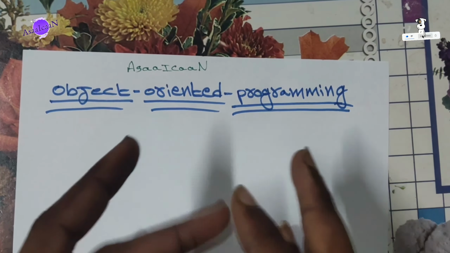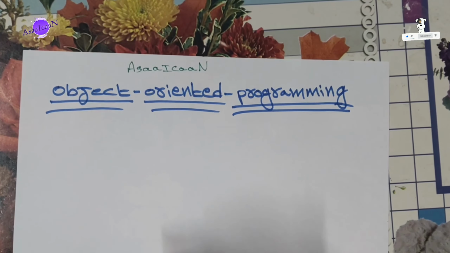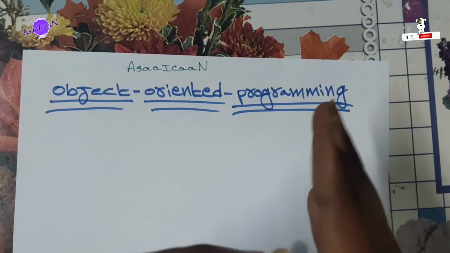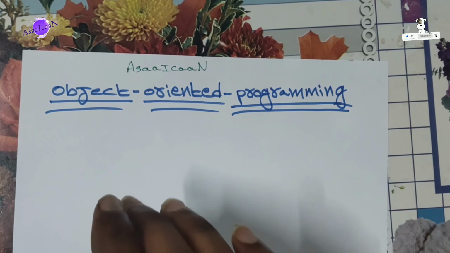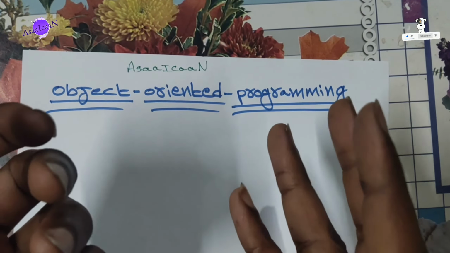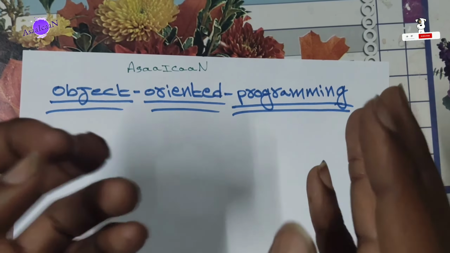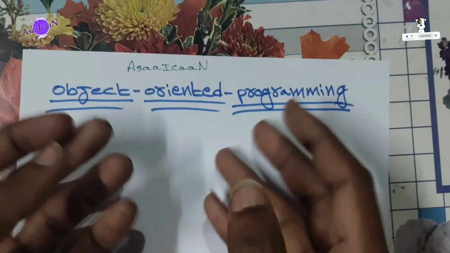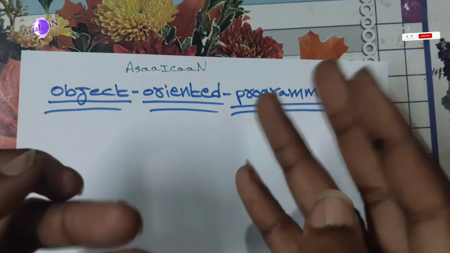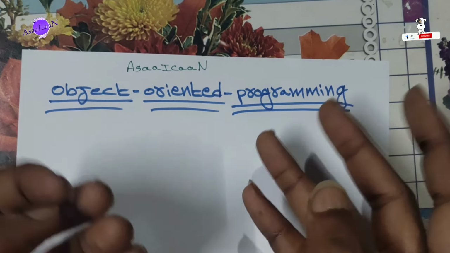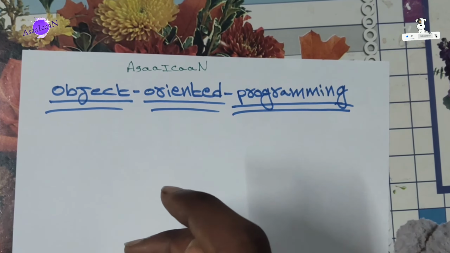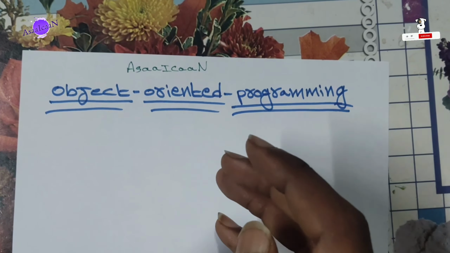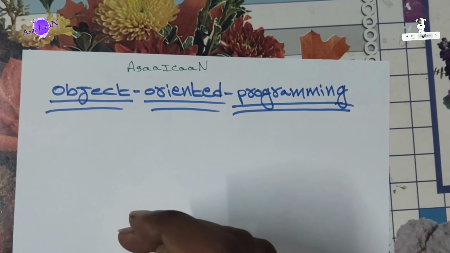First of all, what is object-oriented programming? Object-oriented programming is a programming method that organizes software using objects, which contain both data and functions. It helps programmers create programs that are easier to understand, reuse, and maintain.